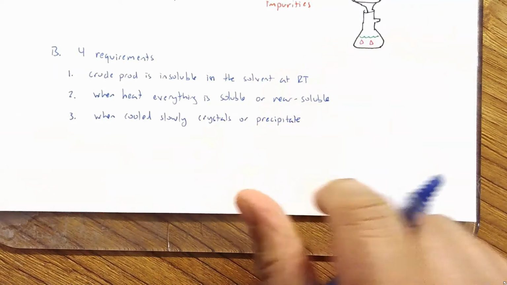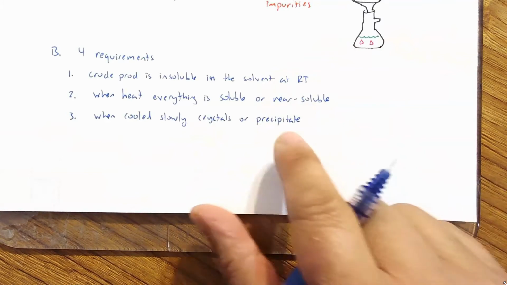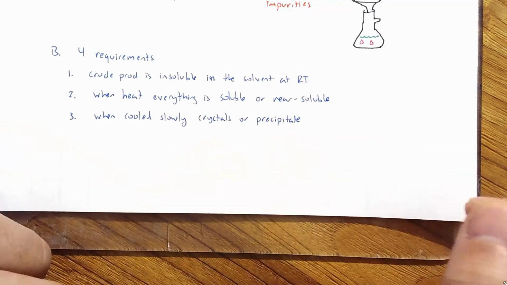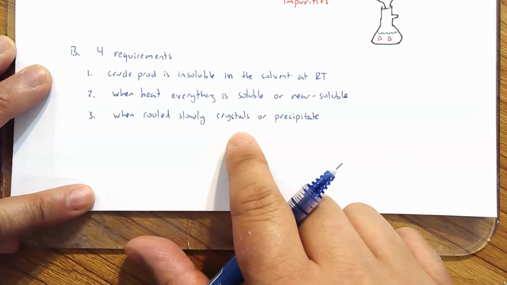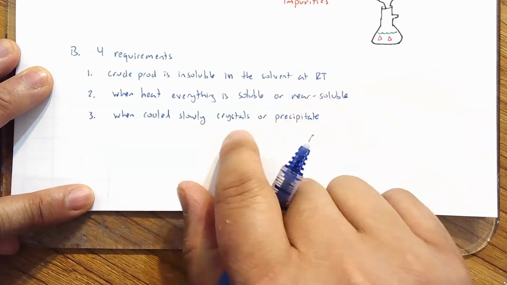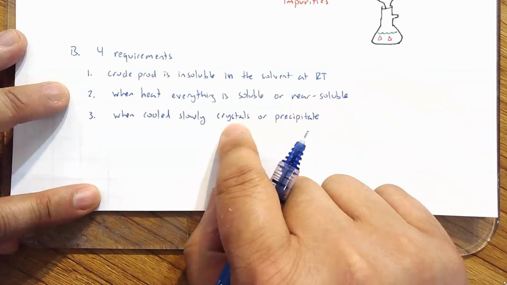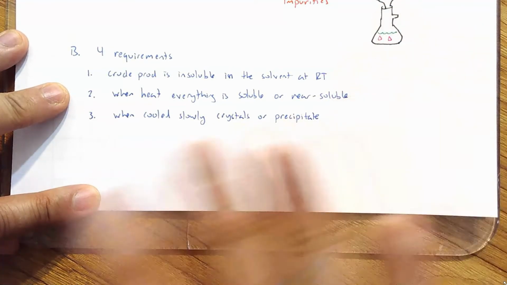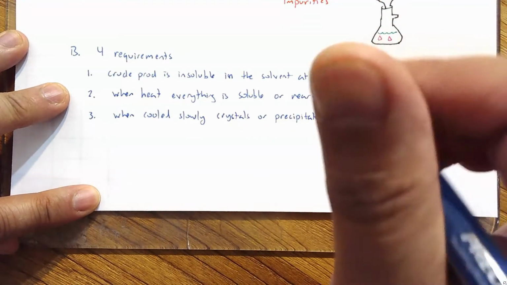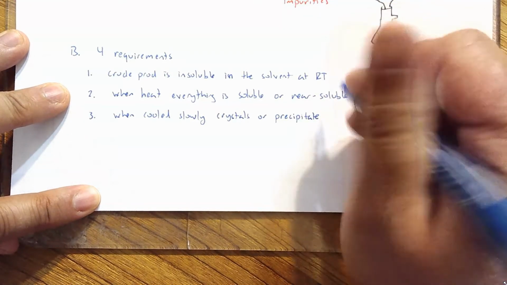Is there a difference between crystals and precipitate? When I think of precipitate, I think of a powder or chunks of solid. Crystals are also precipitate, but crystals are a specific type of precipitate where you have very sharp edges, flat faces, rods maybe of crystals.